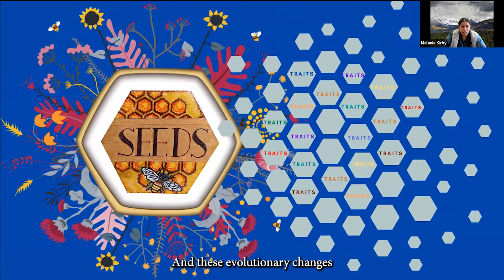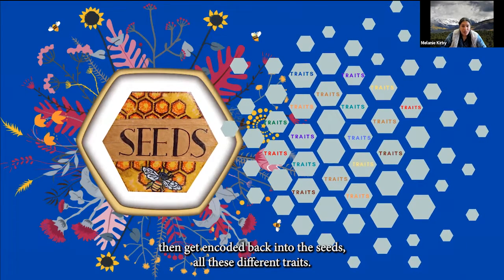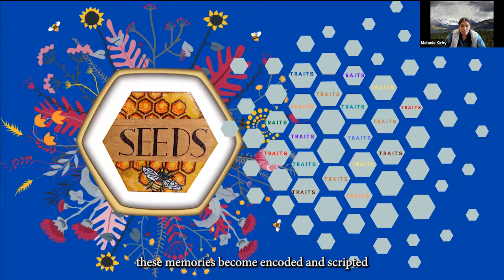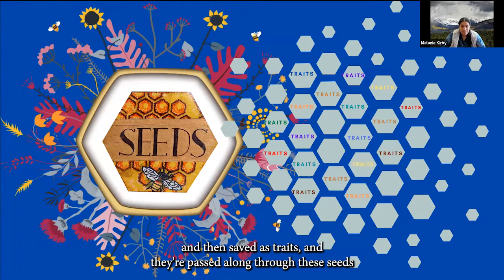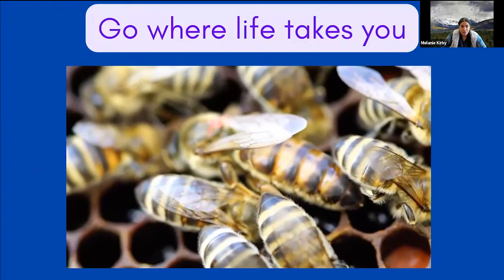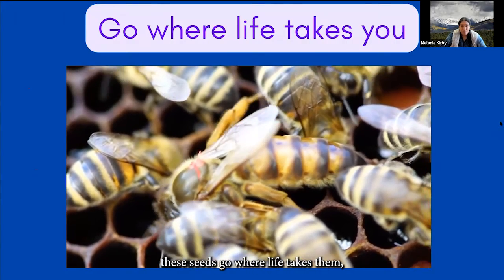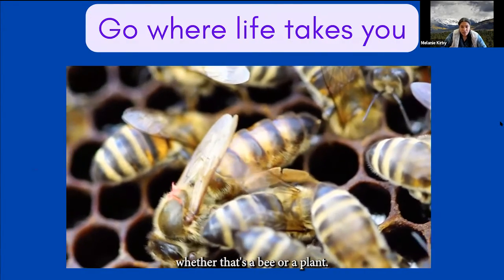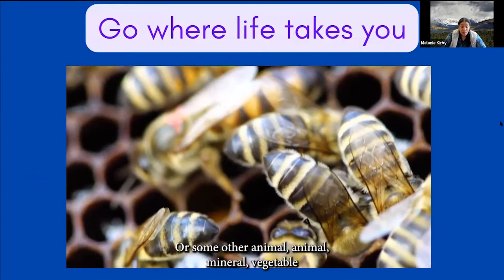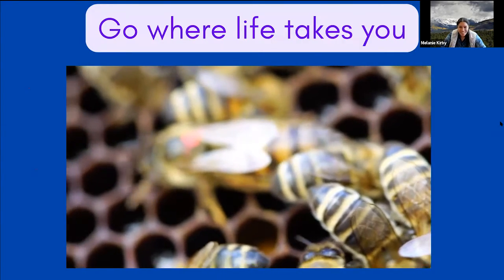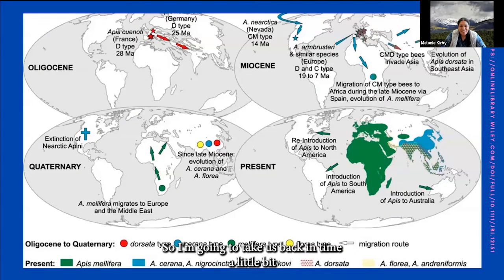And these evolutionary changes then get encoded back into the seeds. All these different traits, these different dramas that unfold, these behaviors, these memories become encoded and scripted and then saved as traits. And they're passed along through these seeds. And ultimately, these seeds go where life takes them, whether that's a bee or a plant, or some other animal, mineral, vegetable, or human even.